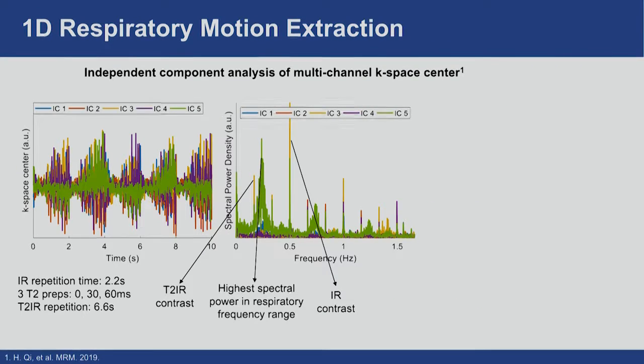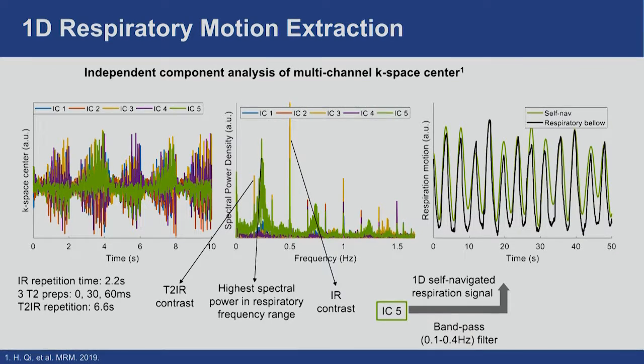Here we show how we extract the 1D respiratory motion signal. In the 3D radial acquisition, each spoke samples the k-space center, which contains the contrast change, the respiratory motion and the cardiac motion. Here are the 5 independent components. After Fourier transform, we get the spectral power density function. Given the IR preparation time and the T2 preparation time, we can see that IC3 reflects the contrast change, and IC5, with the highest spectral power in the respiratory frequency range, contains the respiratory motion, which is band-pass filtered to get the self-navigated respiratory motion signal.